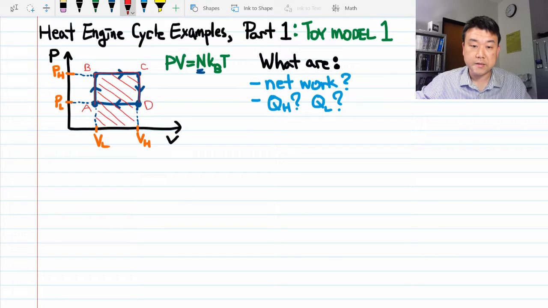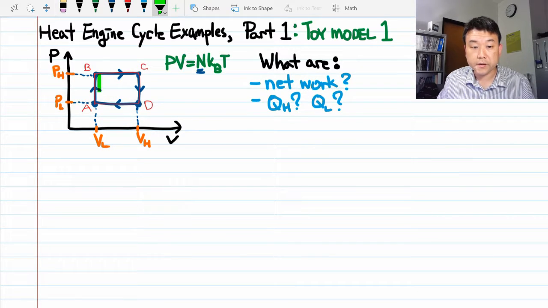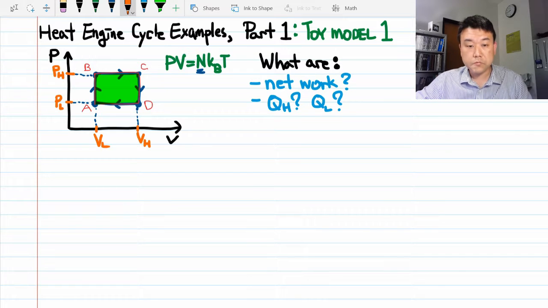And then, as the system goes back to point A, undergoing isobaric contraction, the system does negative work, or rather the environment does work on the system. So negative work with magnitude equal to the area under the curve is done. So when you calculate the net work done over a cycle, it's the area enclosed by the loop, or this area in green here. Alright, so it seems like the net work calculation won't be that difficult.